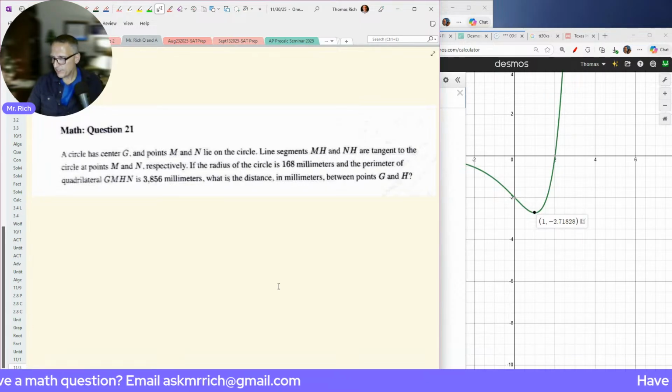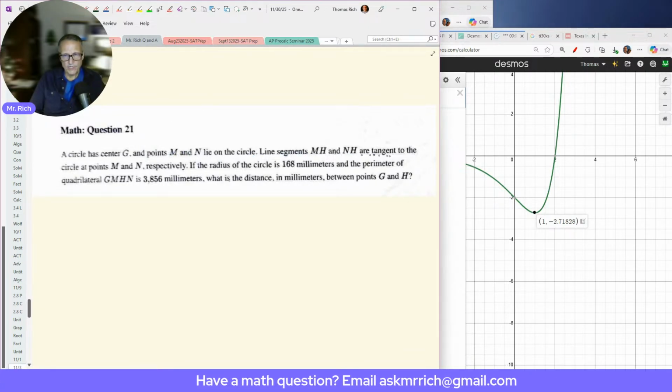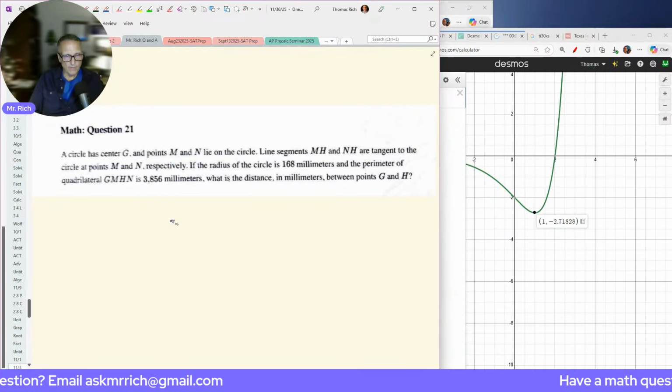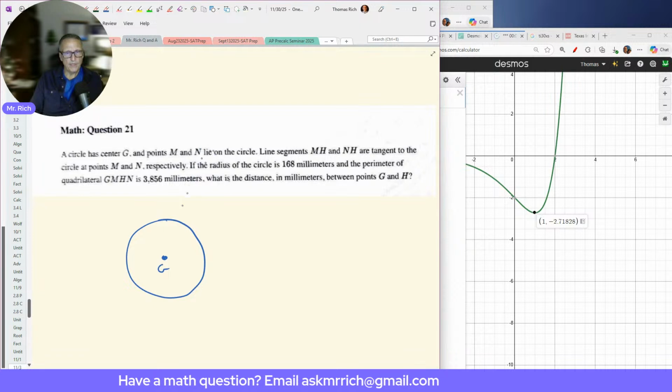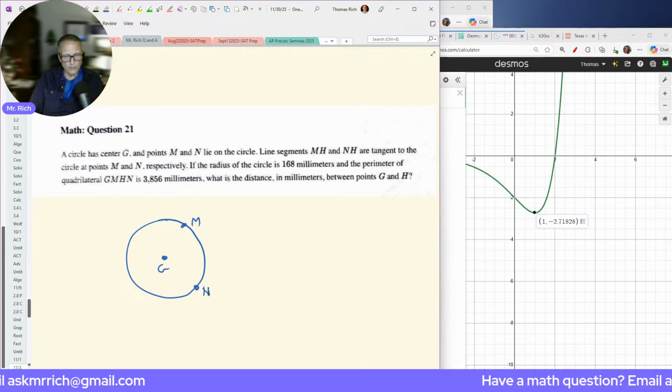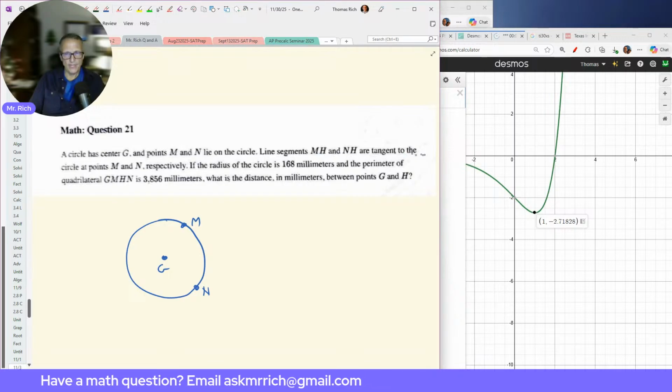But here is a question that says that a circle has a center G, points M and N lie on the circle, line segments MH and NH are tangent to the circle at those points M and N. So we're going to try our best to draw this picture here. There's our circle. We'll label the center G, and there's points M and N. They don't tell us where they are relative to one another, so we'll just start off by putting them at those 2 random spots. There are 2 line segments, MH and NH, that are tangent to the circle at points M and N.